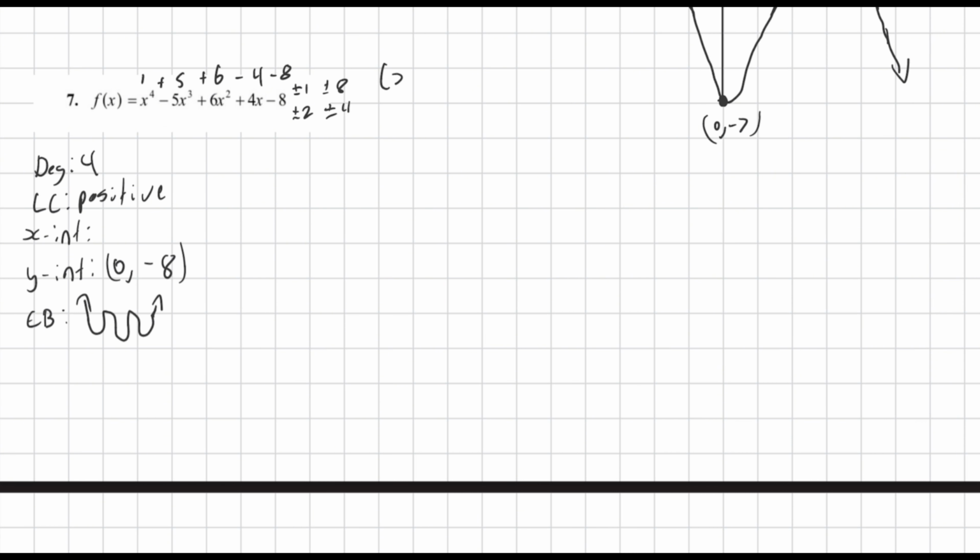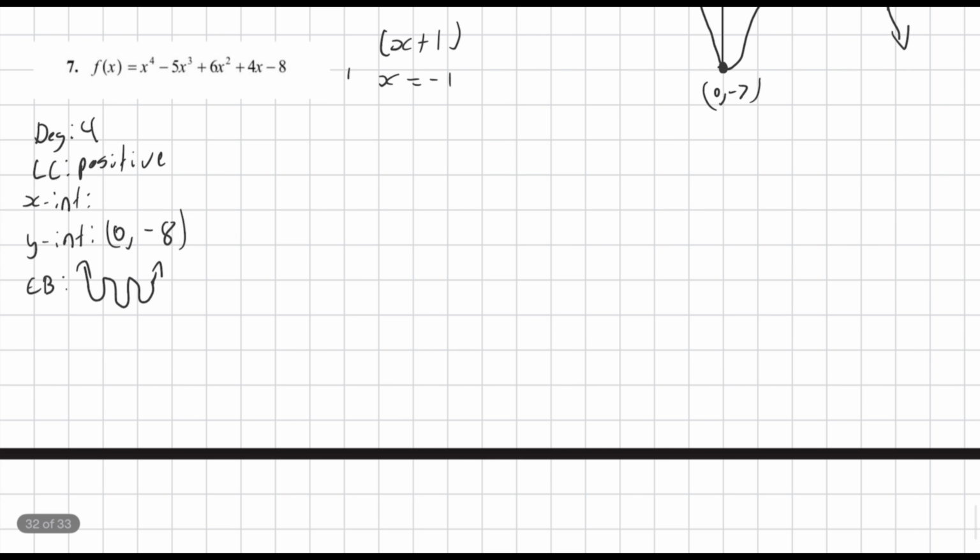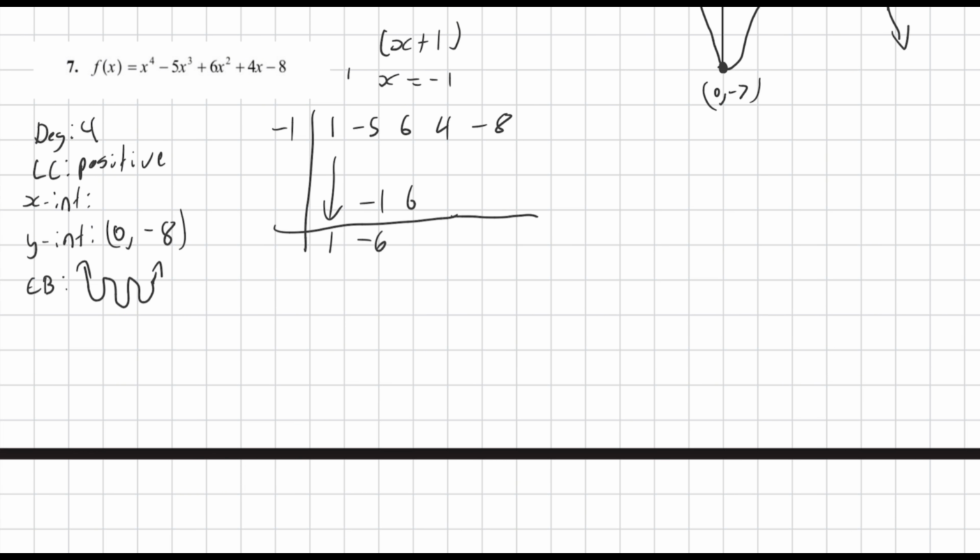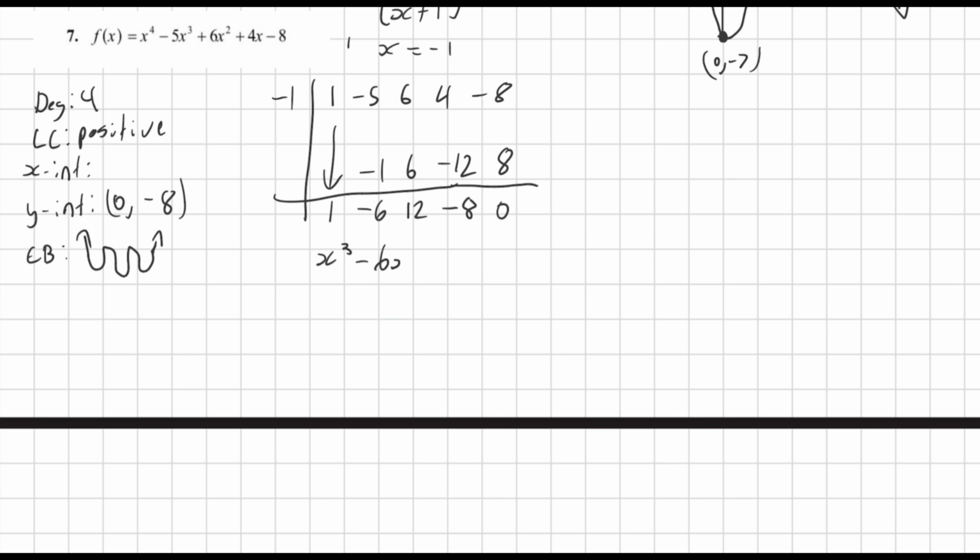So we know that our first one is going to be x plus 1, or x equals -1. So we can go ahead and do synthetic division for that. Now let's do 1, -5, 6, 4, -8. Bring down your 1. 1 times -1 is -1. This is going to equal -6, this is going to equal 6, this is going to be 12, -12, -8, 8, and 0. x cubed, -6x squared, positive 12x, -8. That's going to be your quotient.